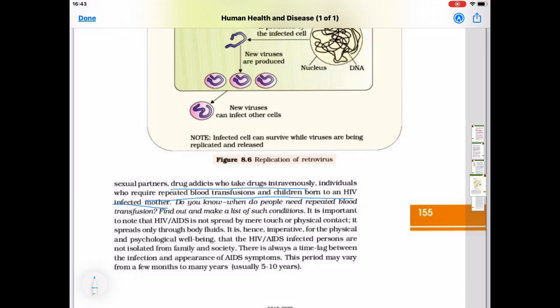It is important to note that HIV or AIDS is not spread by mere touch or physical contact. It spreads only through body fluids. It is hence imperative for physical and psychological well-being that HIV AIDS infected persons are not isolated from family and society. There is always a time lag between the infection and appearance of AIDS symptoms. This period may vary from a few months to many years.